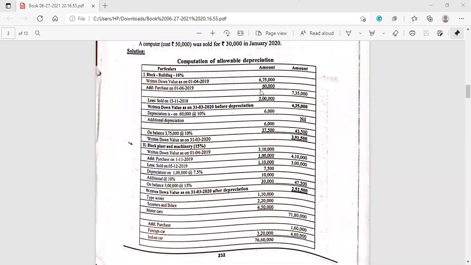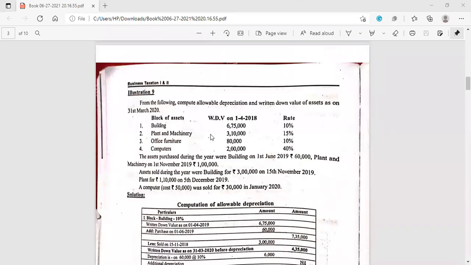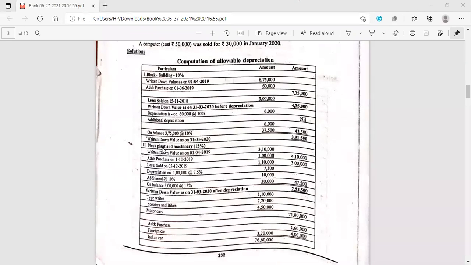Now the second block of asset is plant and machinery. The rate of depreciation is 15%. We have to begin with the return on value, 3,10,000. To this we add purchases made during the year, in November, additions of 1 lakh, and we deduct the sales made during the year, 1,10,000. So we'll have a return on value of 3 lakh rupees. Here you can observe 3 lakh.